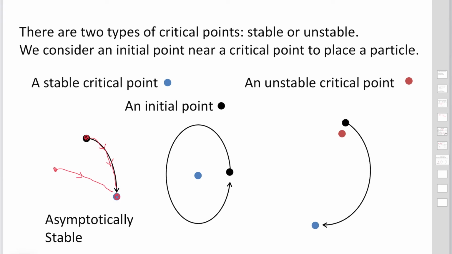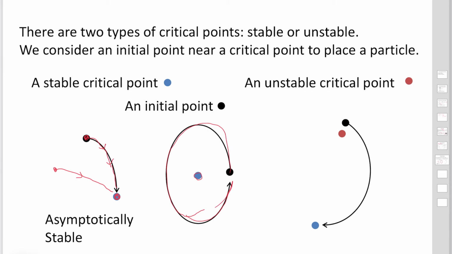Or the particle does not approach the critical point, but moves around the critical point. This situation is a periodic solution. Also in these cases, this critical point, the blue point, is a stable critical point.